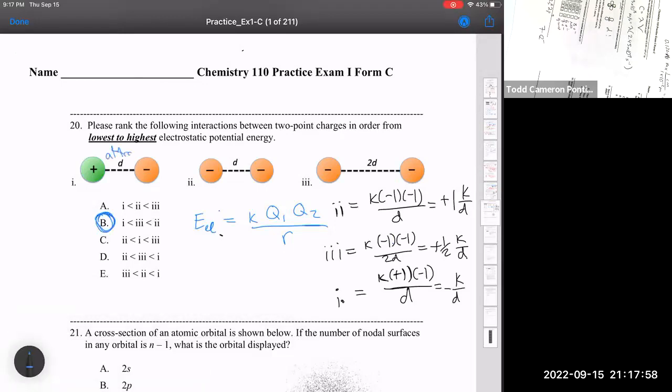Again, these ones have attraction. These two are repulsion. And the closer they are, the more high energy it gets.